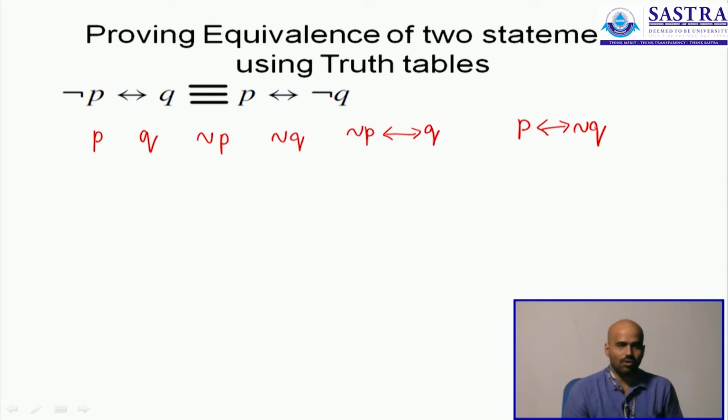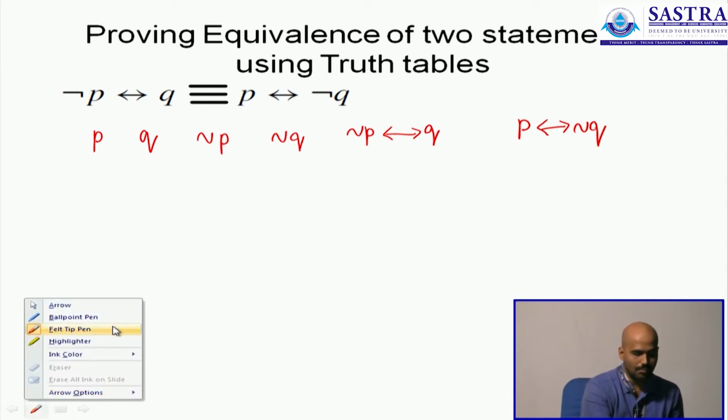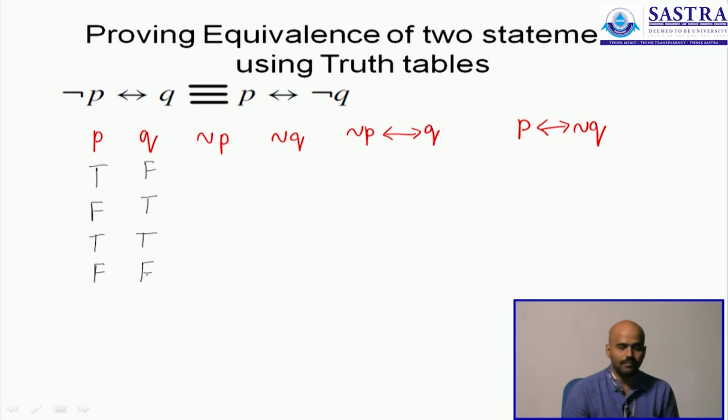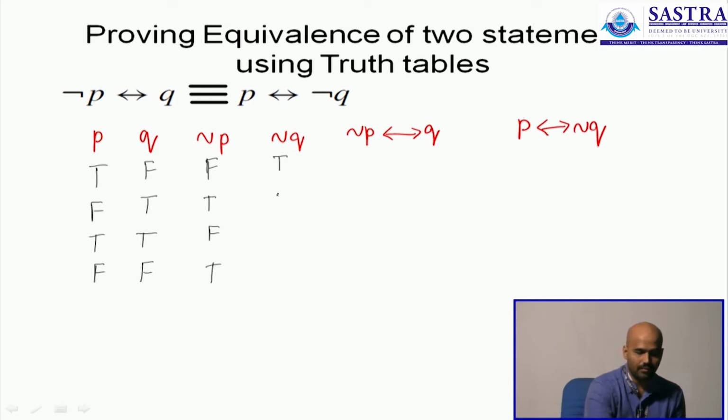We will require 6 columns, and we will compare the results in columns number 5 and 6. Four rows are here. Column 3 wants you to flip column 1, easy. Column 4 wants you to flip column 2, easy again. Column 5 is a biconditional between the second and third columns.